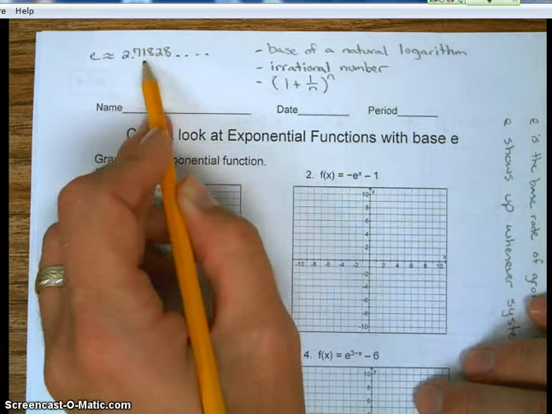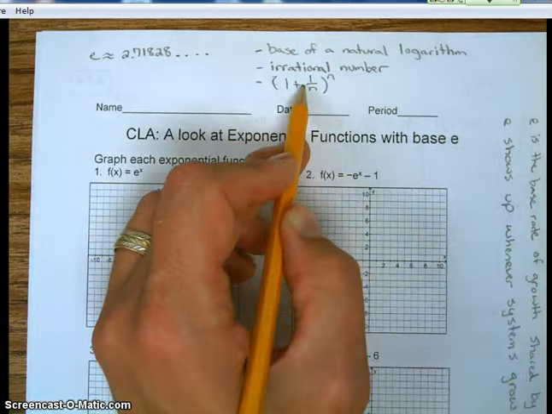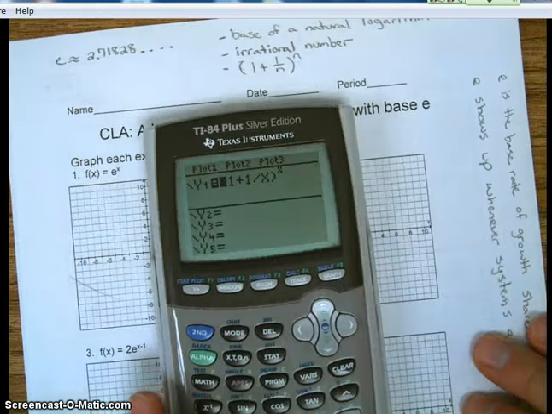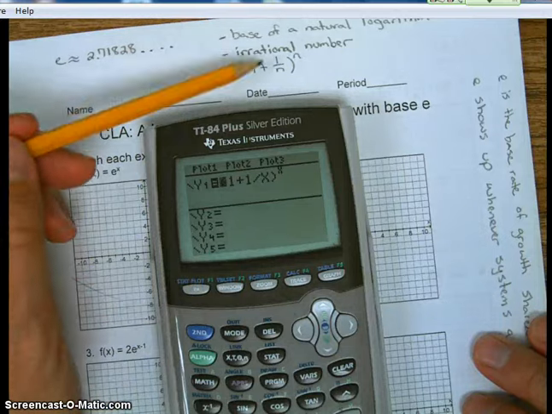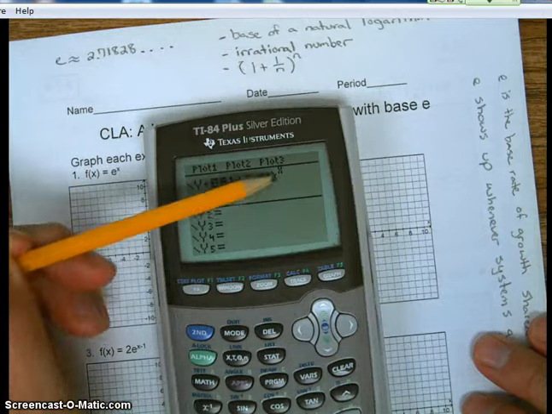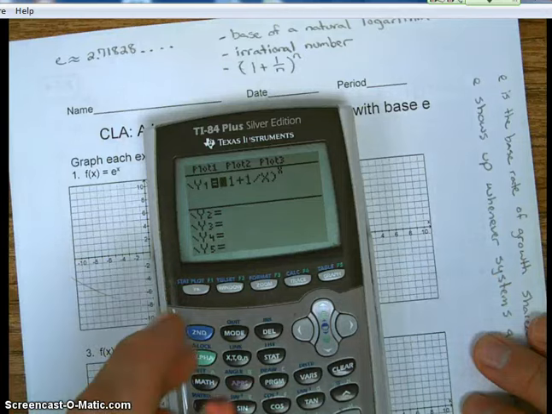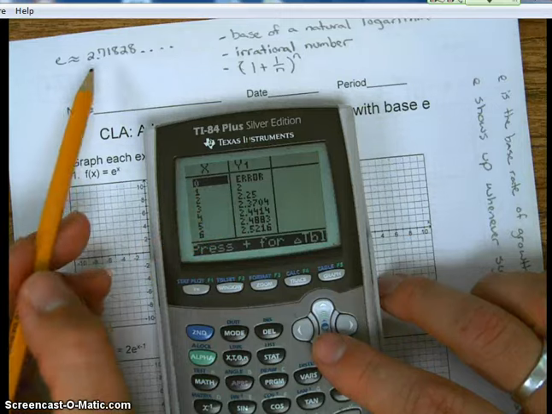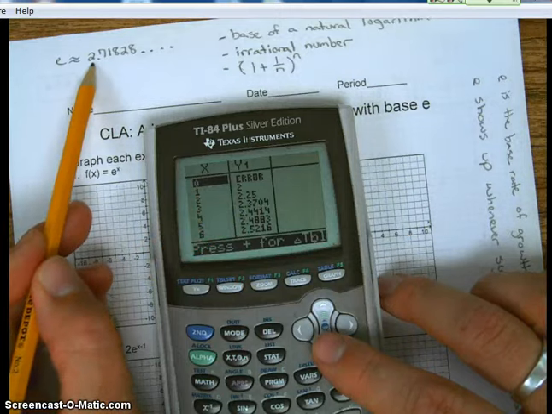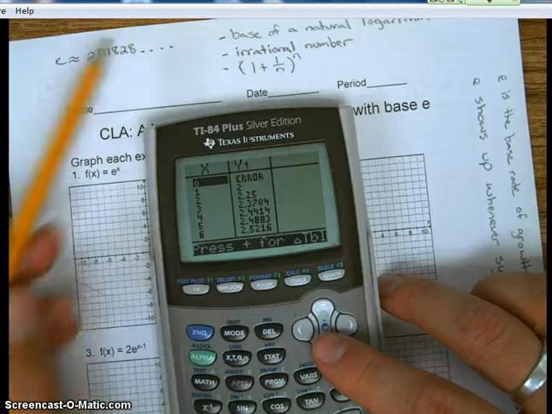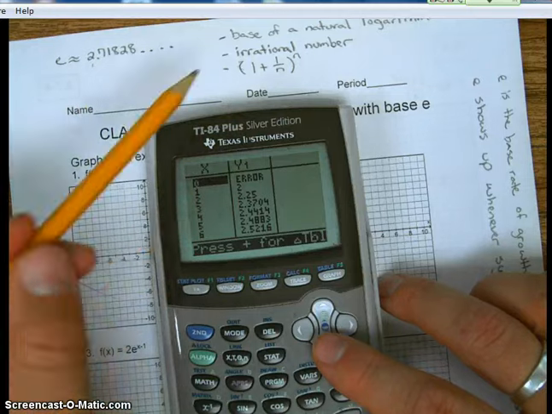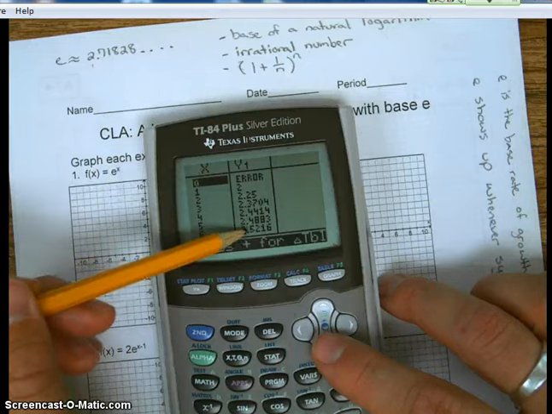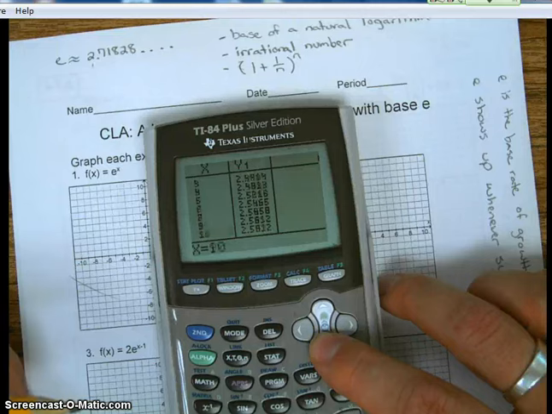get closer to E. So let me show you on your calculator. If I plug in this expression here, 1 plus 1 over x to the x power, we can see in our table, okay, so remember what E is, approximately 2.71828. So notice as x gets larger, notice what y is getting closer to.